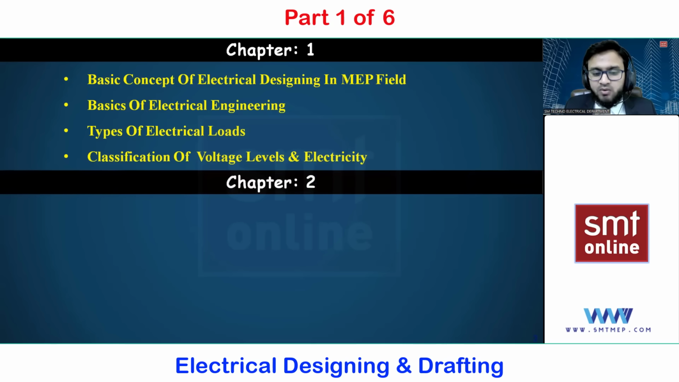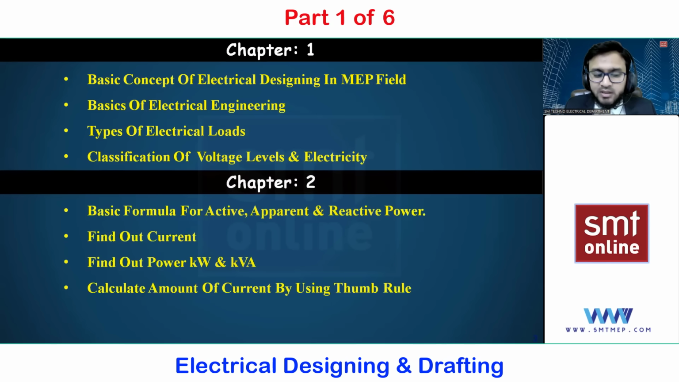Next, you can see chapter 2. In chapter 2, we are going to understand the basic concepts of power. What is meant by power? In simple words, power is nothing but the product of voltage and current. In electrical systems and designing, power has been classified into 3 types: active power, apparent power, and reactive power.